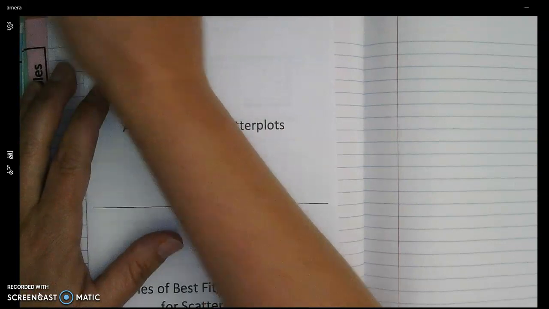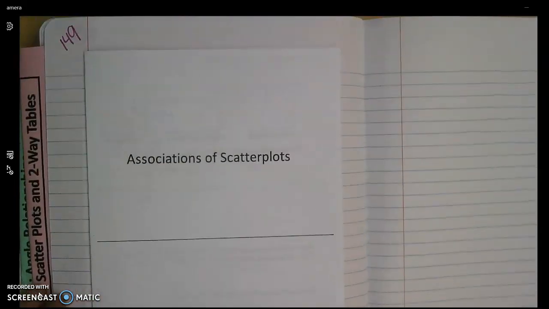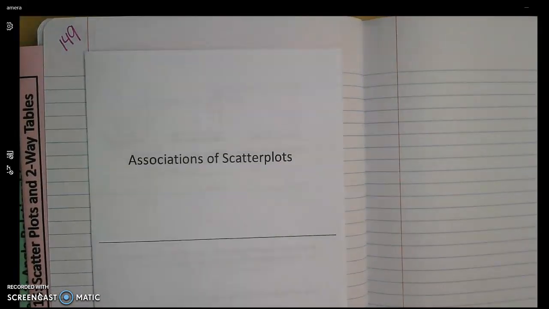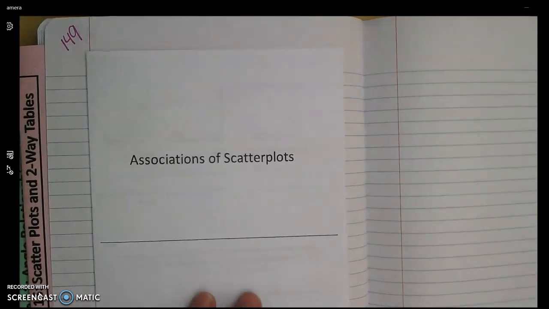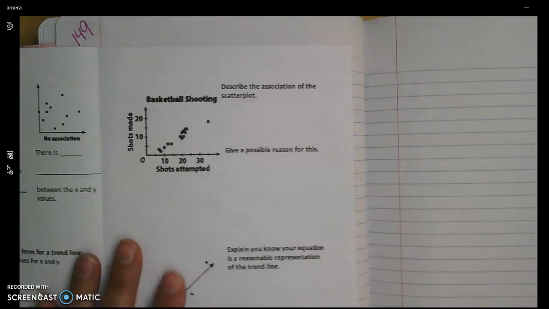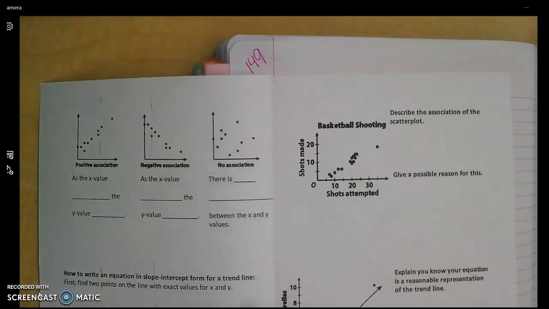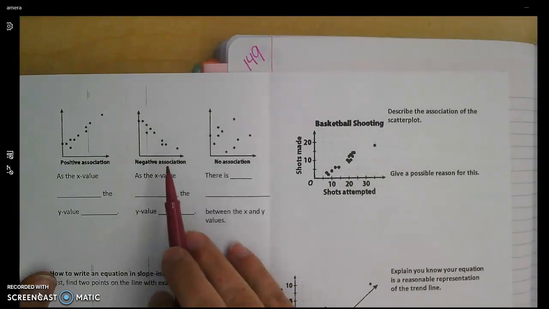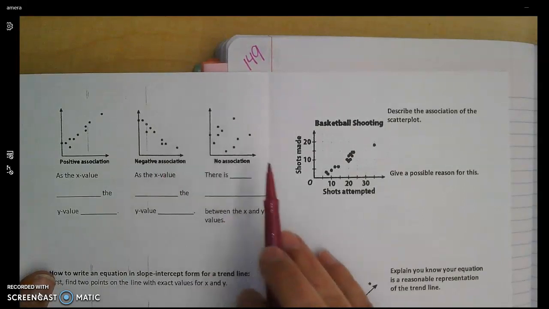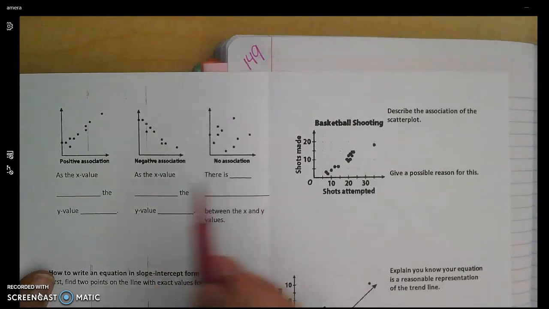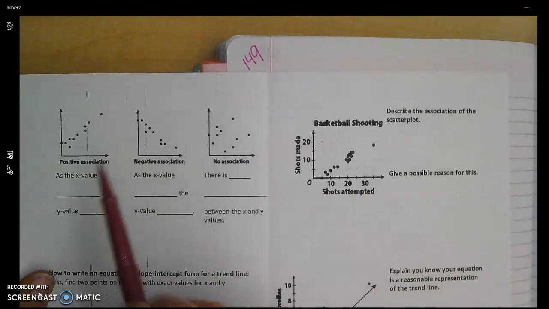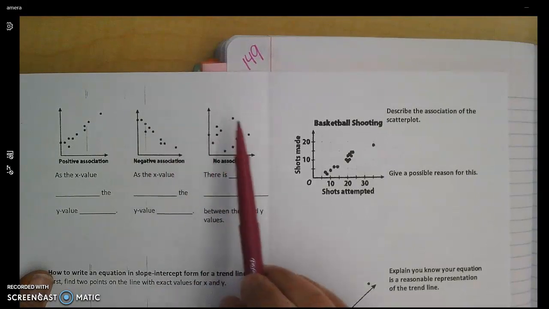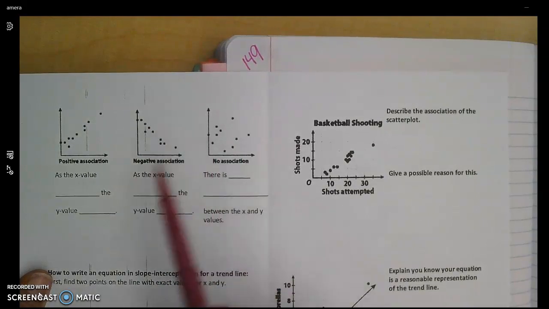So I'm on 149. To start, we're going to be talking about associations of scatter plots, and this has to do with some trends that you might see within those scatter plots. If you open up your note taker, you're going to see there are 3 different types of associations. The first one is a positive association. Then we are going to move to a negative association and no association. Looking at each of these scatter plots, you'll notice that there is data plotted on our coordinate plane in a variety of different ways.